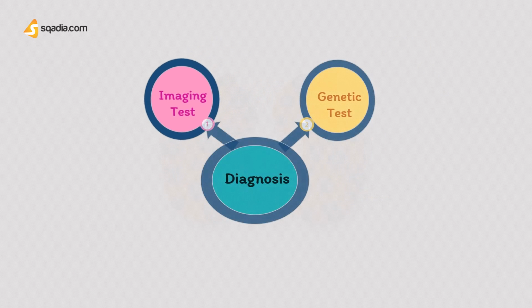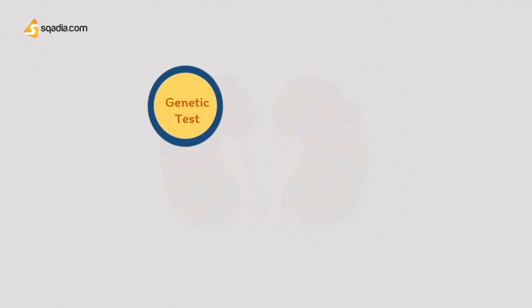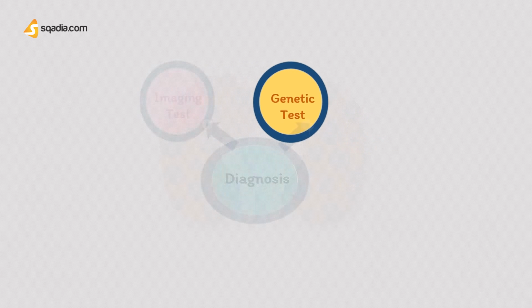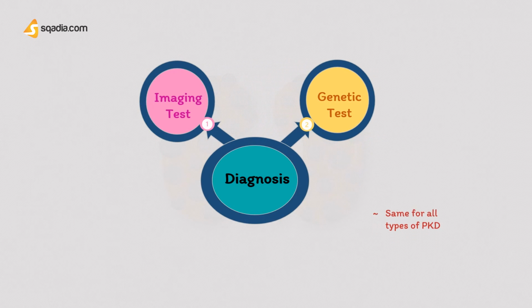The second tool is genetic tests, which are performed via a sample of blood to figure out the type of PKD or likelihood of carrying the disease. Both tools are same for all the types of PKD.